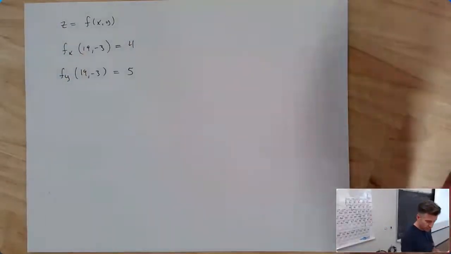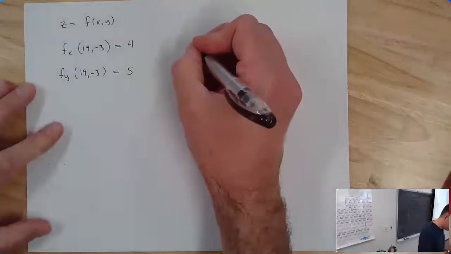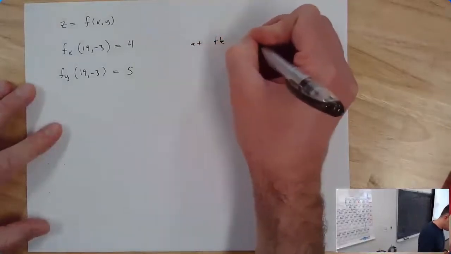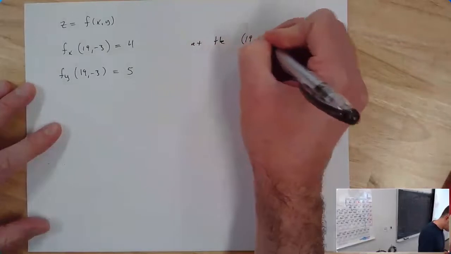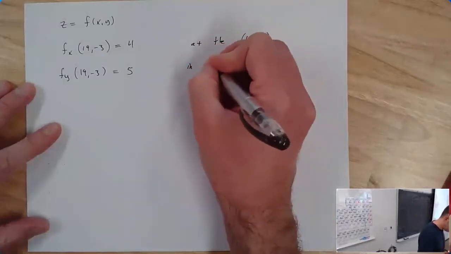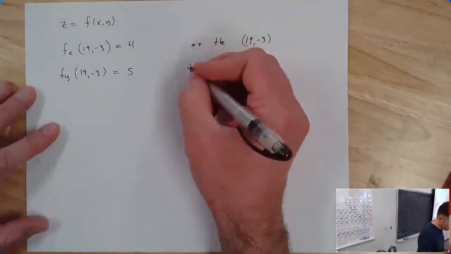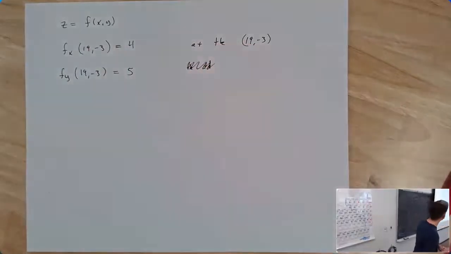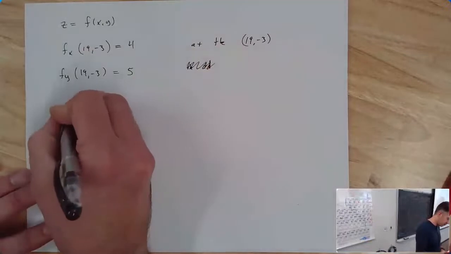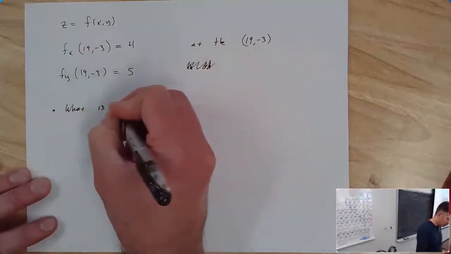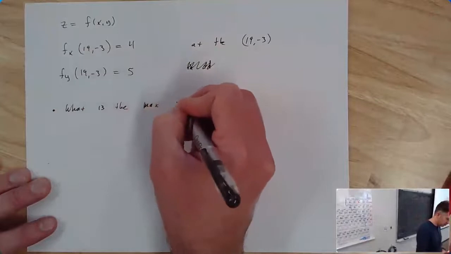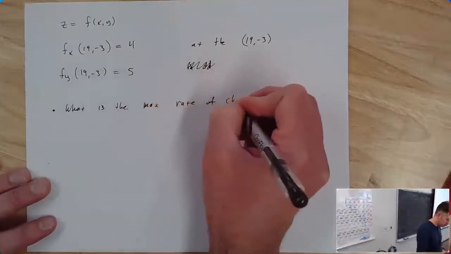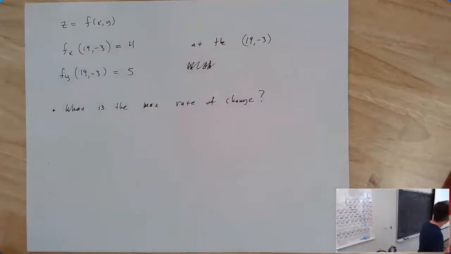So then we could say, all right, at the point (19, -3), before we get too involved here, first question: what is the maximum rate of change? I think that's a pretty okay question. Just think about what the answer is, or write it down if you want to. You don't have to write it down.